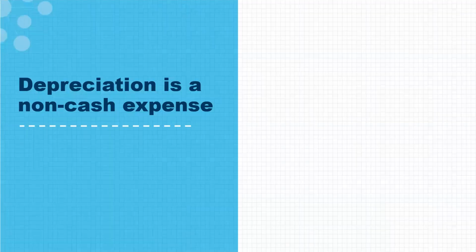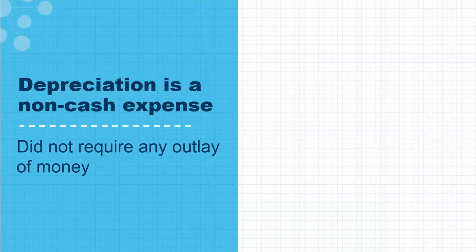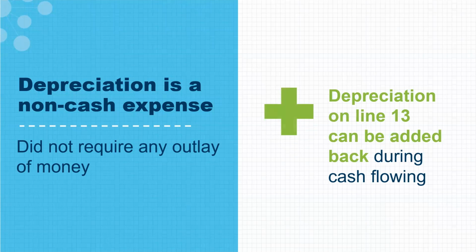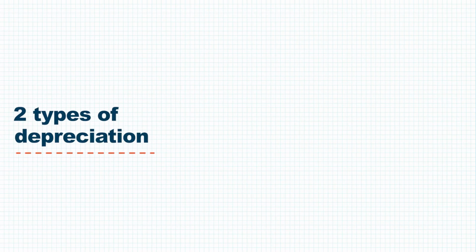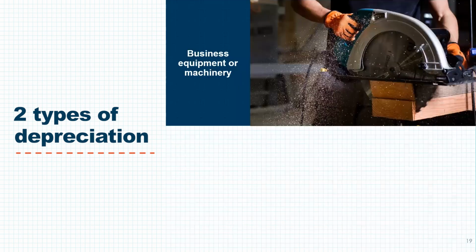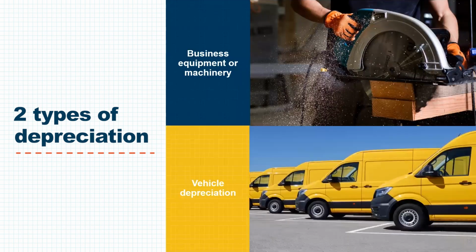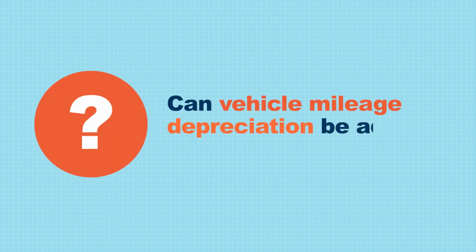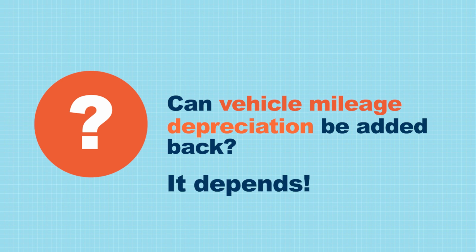Depreciation is a non-cash expense or paper loss, which did not require the business to have any outlay of money. Therefore, when we encounter depreciation on line 13, we know this can be added back during cash flowing, but it appears that there's additional depreciation that can be considered. Why is this? This is because there are 2 types of depreciation: depreciation of business equipment, machinery, or buildings, and then there is vehicle mileage depreciation. Can vehicle mileage depreciation be added back? The answer is going to be, it depends.